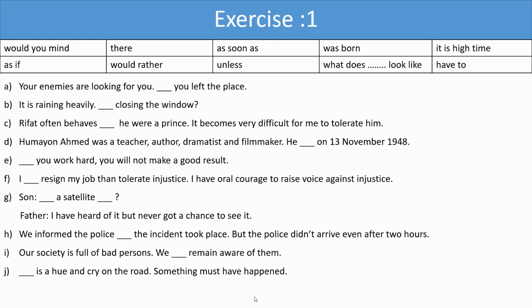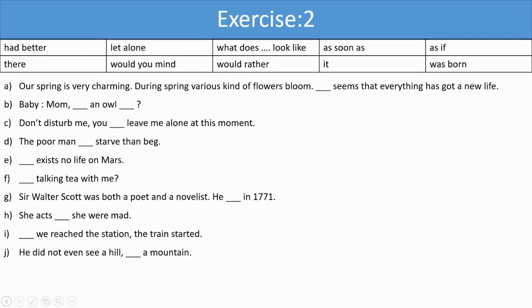Number H, we informed the police as soon as the incident took place, but the police did not arrive even after 2 hours. Number I, our society is full of bad persons. We have to remain aware of them. Last one. Using of introductory there. There is a hue and cry on the road. Something must be happening.